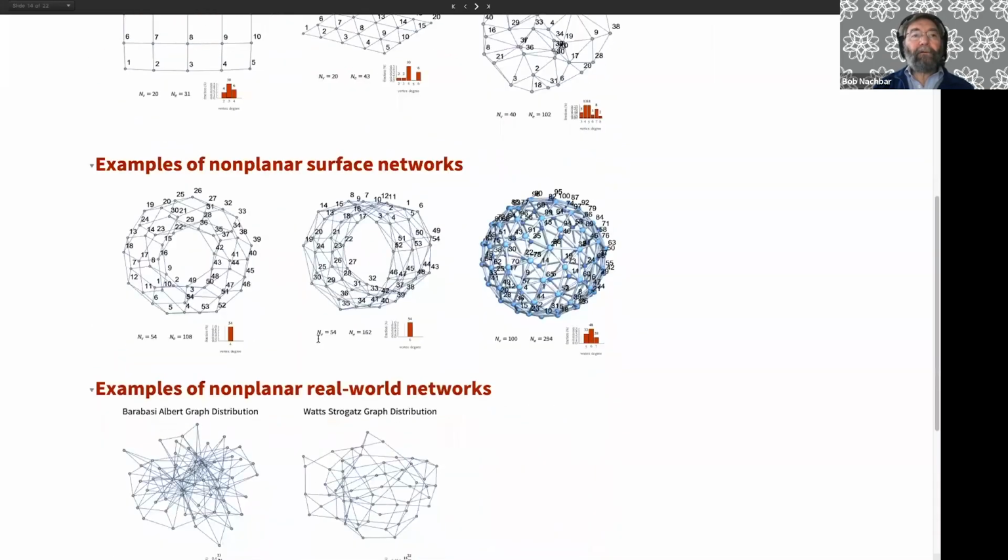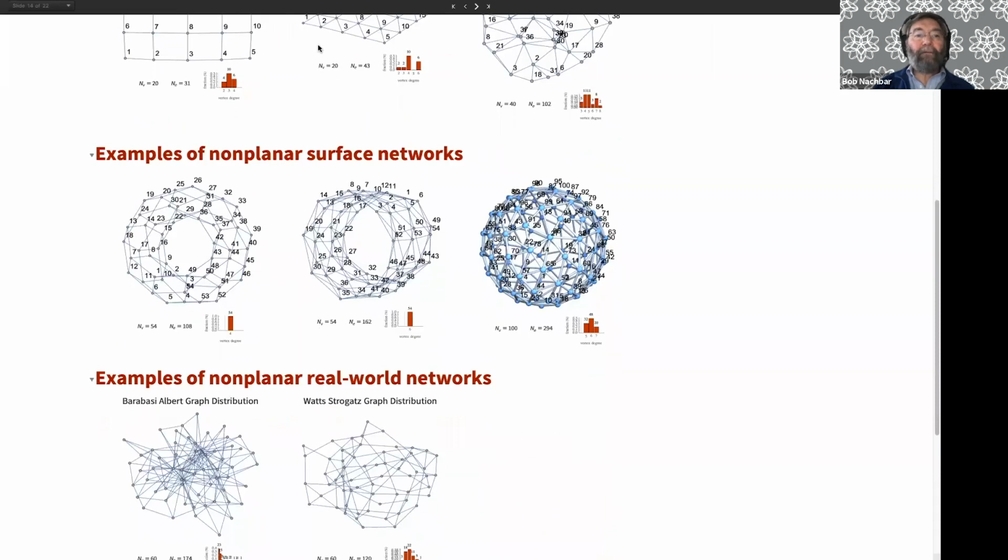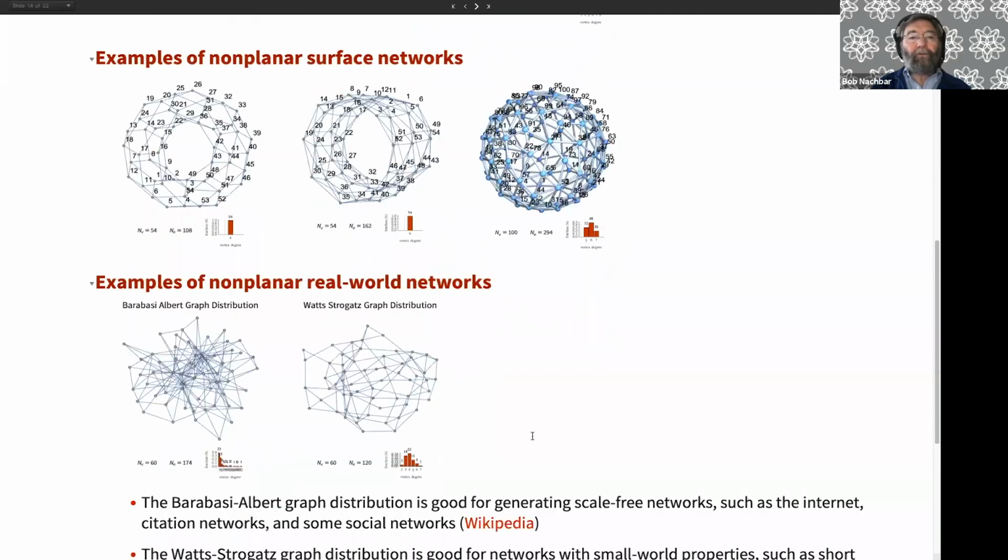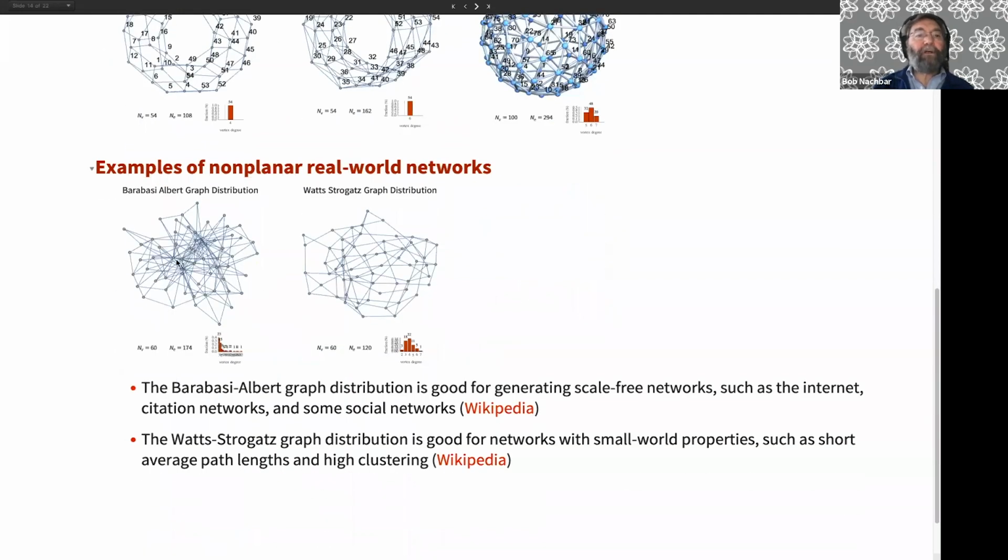We can take these sorts of graphs and make them more homogeneous by doing them essentially on a torus, and then all the vertices are the same. They always have a connectivity of 4 or a connectivity of 6. If we do them randomly on a sphere, they generally have a connectivity of 6, but some have 5 and some have 7. We can also do what are called real-world networks using the Barabasi-Albert method or the Watts-Strogatz method.